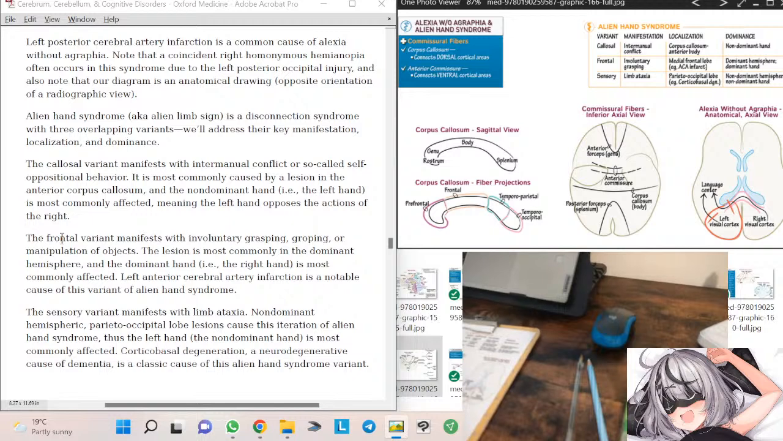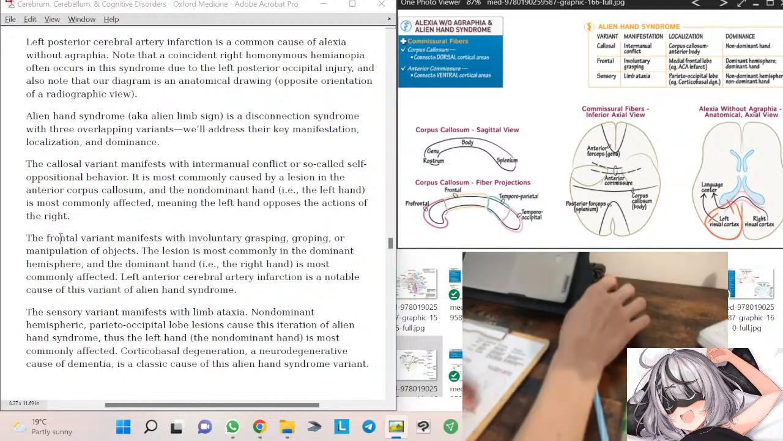The sensory variant manifests with limb ataxia. Non-dominant hemispheric parieto-occipital lobe lesions cause this iteration of alien hand syndrome. Thus, the left hand, the non-dominant hand, is most commonly affected. Corticobasal degeneration, a neurodegenerative cause of dementia, is a classic cause of this alien hand syndrome variant.